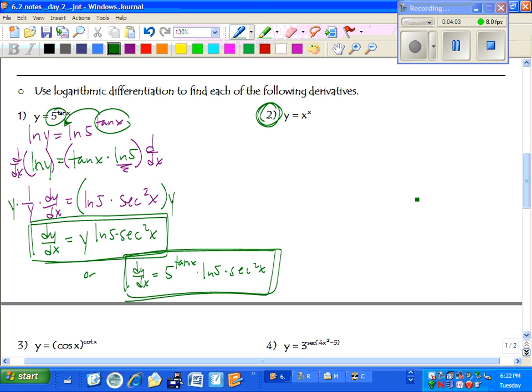Alright, let's take a look at number 2. So we're going to take the natural log of both sides. We need to go ahead and bring that x out in front. So natural log of y equals x times natural log of x. Then for this one, we're going to go ahead and take the derivative of both sides.